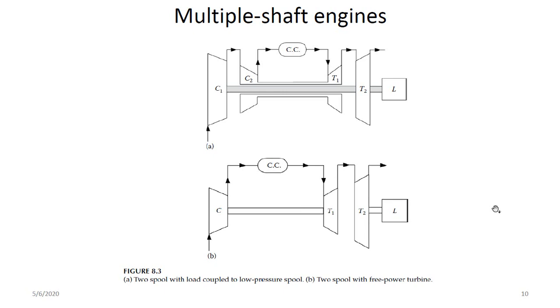So here, like in A, you've got two sets of compressors and two sets of turbines. However, turbine 1 drives compressor 2, and turbine 2 drives both compressor 1 and the load. Then in the second scenario, turbine 1 drives compressor 1, and the load is coupled to turbine 2, which is a low pressure turbine, or sometimes it's referred to as a free power turbine.